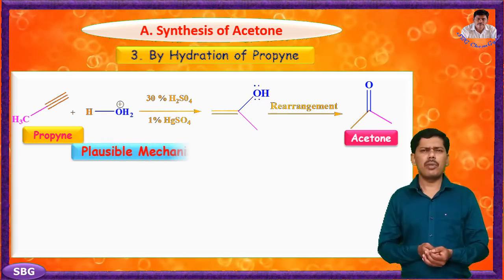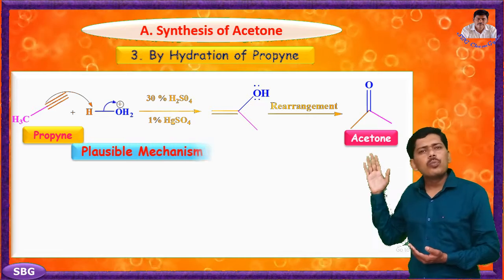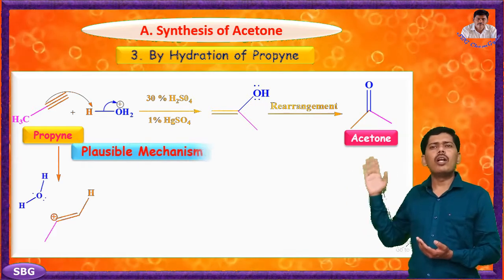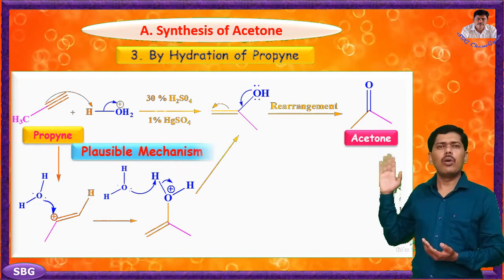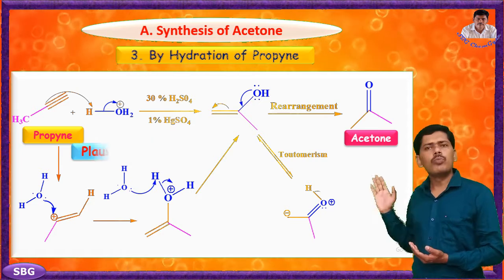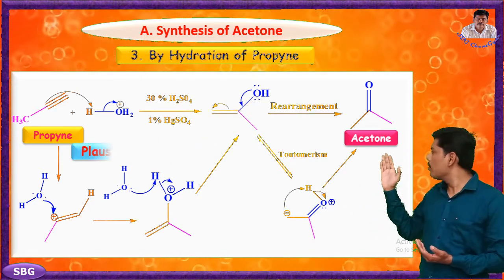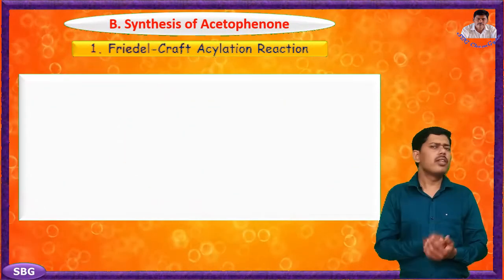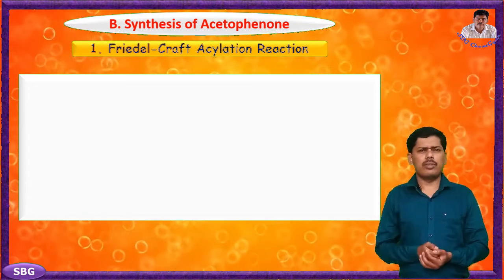In the possible reaction mechanism of this reaction, a water molecule adds to the propyne to form an unstable enol intermediate, which tautomerizes into the keto form. Finally, after the proton transfer, formation of acetone takes place. Here we completed synthetic reactions of acetone, or here we can say aliphatic ketones.